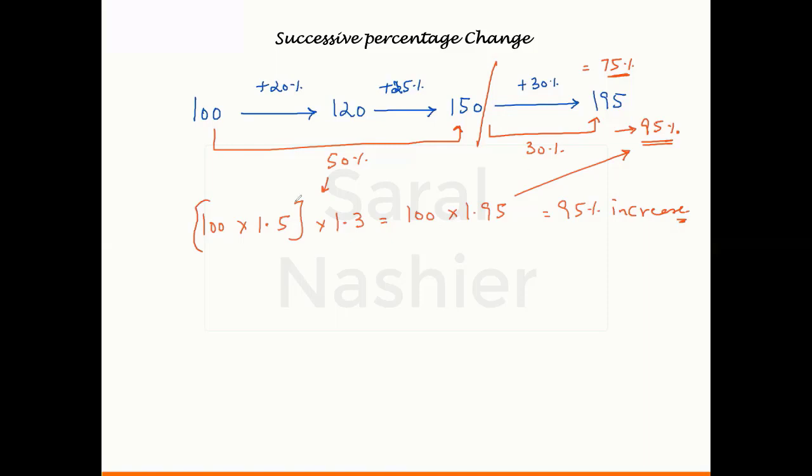Similarly, you can also use the formula here. Using this as A and this as B, first of all, we calculate the net percentage change as 50. Now take A as 50, new A, and B as 30, and again use the formula. So 50 plus 30 plus 50 into 30 divided by 100. This gives me the net percentage change as 95%. So which also is one of the ways of solving it.